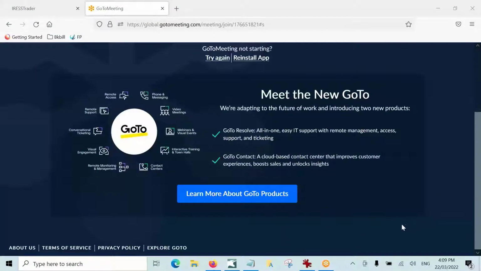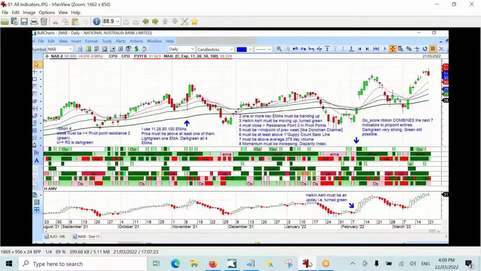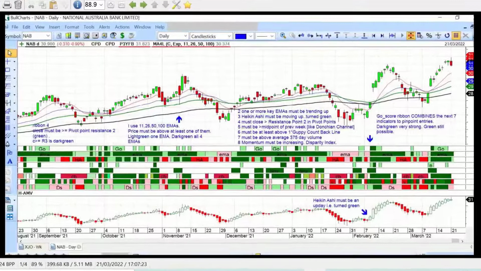So Phil, are you ready? I can see your screen. Can you see that screen? Yes. Okay. That's the chart. All right, Phil, if you're ready, I'd like to make you feel very welcome in this small group, and over to you. Thank you. Okay, no worries.